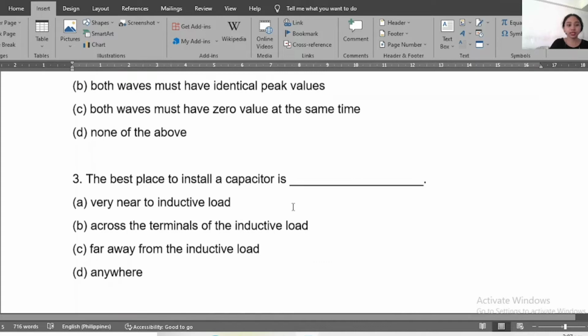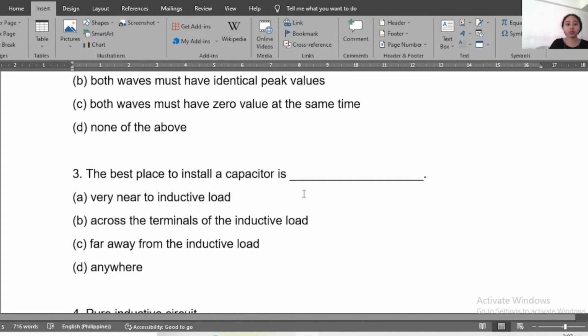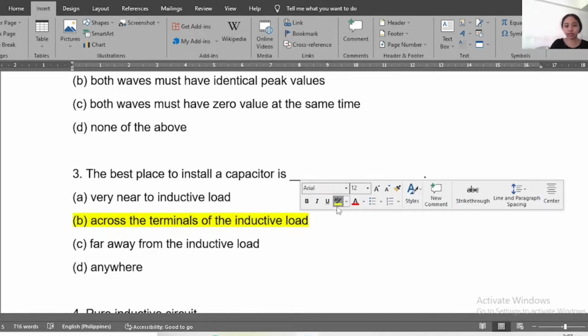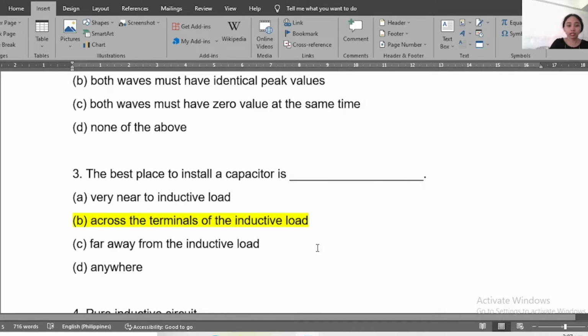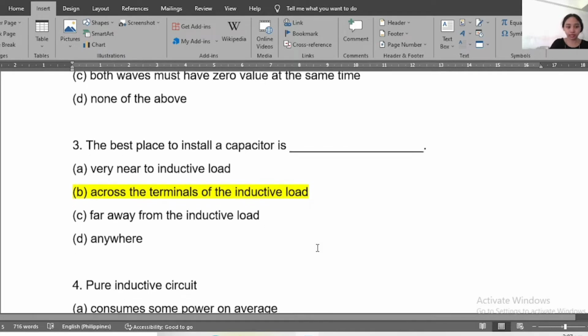So let's proceed. The best place to install a capacitor is blank. A, very near to inductive load. B, across the terminals of the inductive load. C, far away from the inductive load. D, anywhere. So the answer will be letter B, across the terminals of the inductive load, since the capacitor has the ability to correct those lagging inductive loads, right?